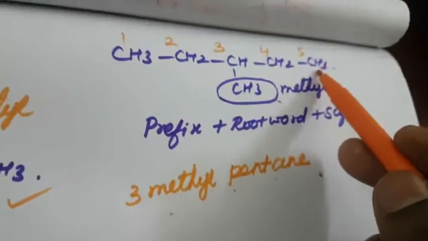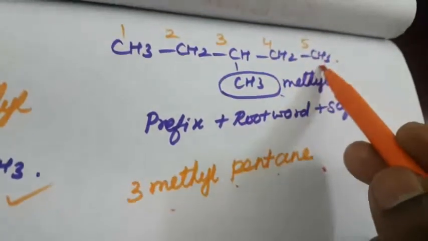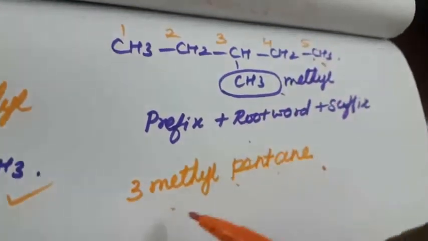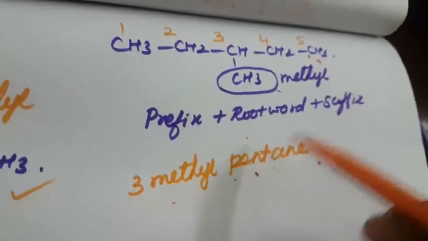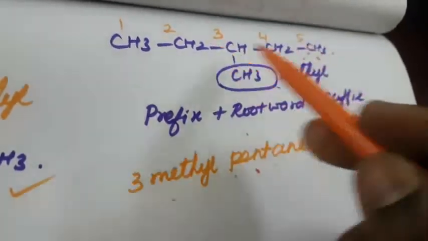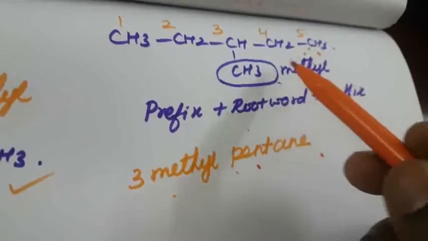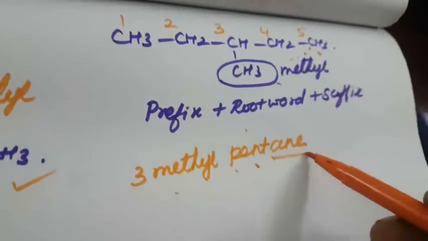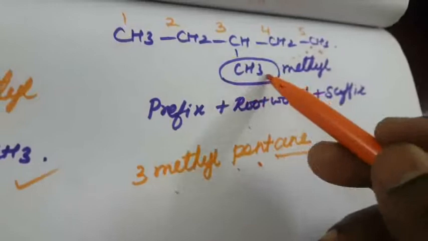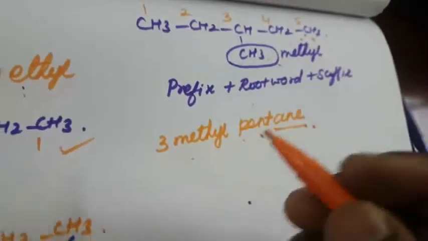Okay, first what do we do? We identify the longest hydrocarbon chain. 5 carbon is there. What is the root word? The 5 carbon root word is pent. Single bond, saturated. Saturated means the suffix contains a and e. So the prefix is 3-methyl. Okay, this is one compound.